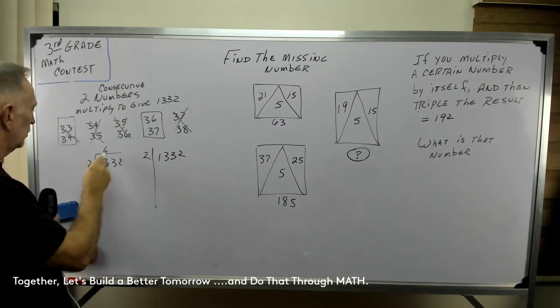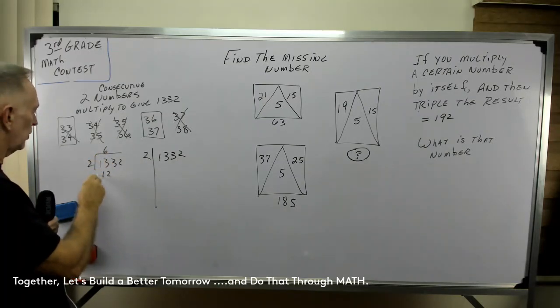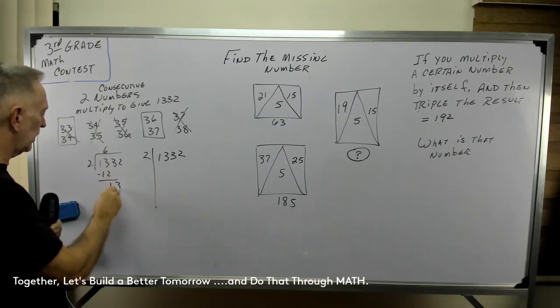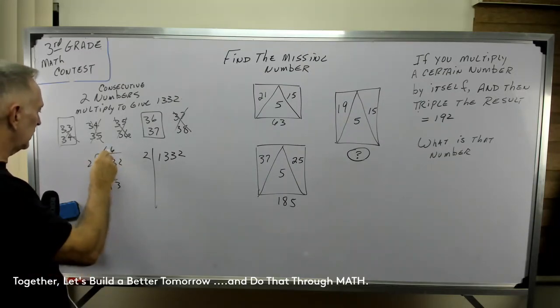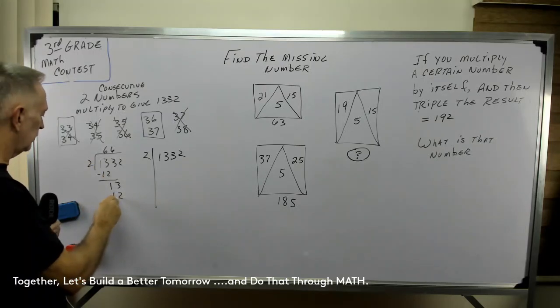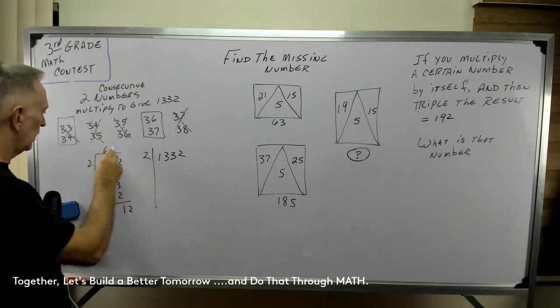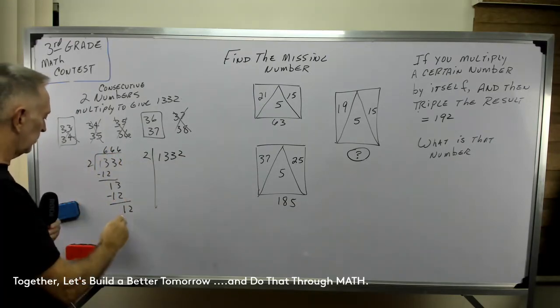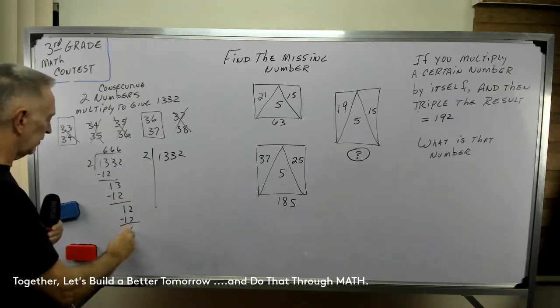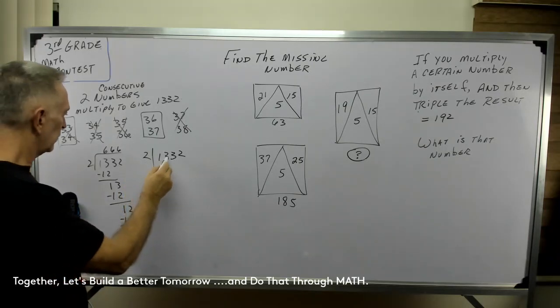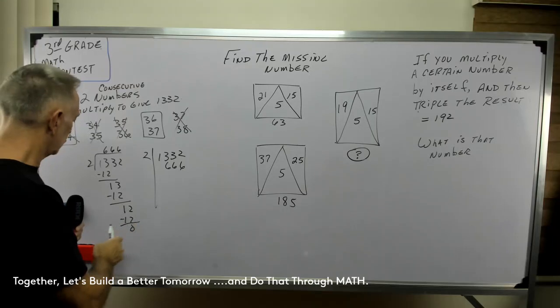Let's see, that'll go 6 times. 6 times 2 is 12. 13 minus 12 is 1. Bring down the 3. So that'll go 6 times. 6 times 2 is 12. 13 minus 12 is 1. Bring down the 2. That'll go 6 times. 6 times 2 is 12. 12 minus 12 is 0. So 1332 divided by 2 is 666.